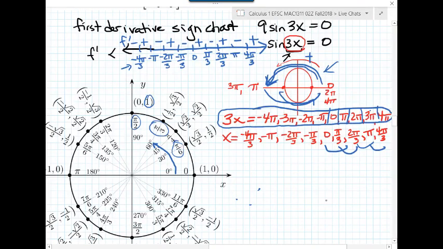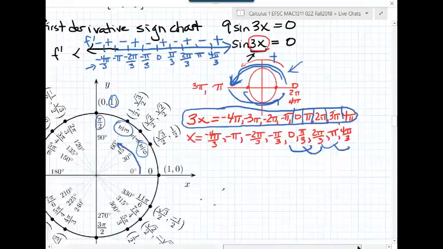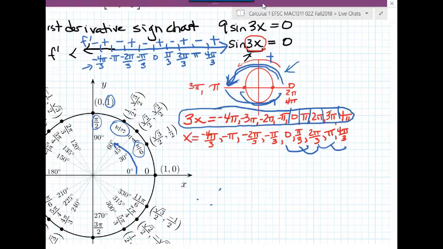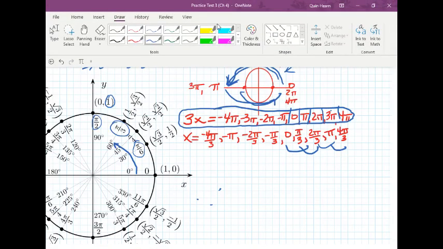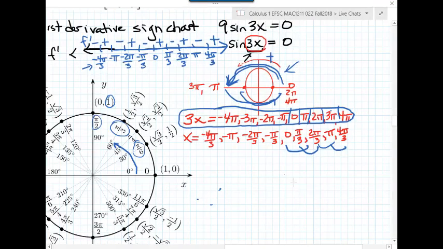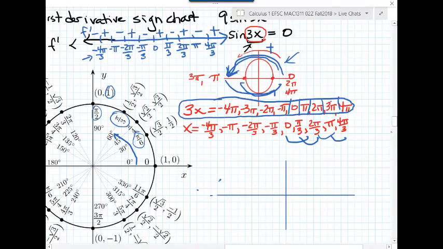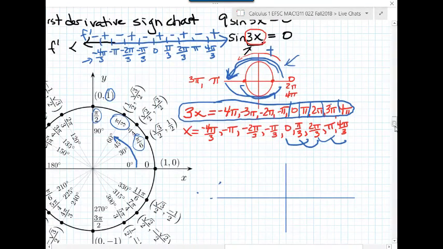Okay, so what I'm going to do is, where's my blue? Okay. All right, so if we said from 0 to pi over 3, that corresponds to 0 to pi on the regular unit circle. We have all positives. Then from pi over 3 to 2 pi over 3, that corresponds to pi to 2 pi, which has all negatives. So that's going to be negative.